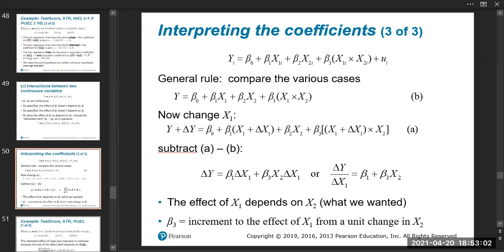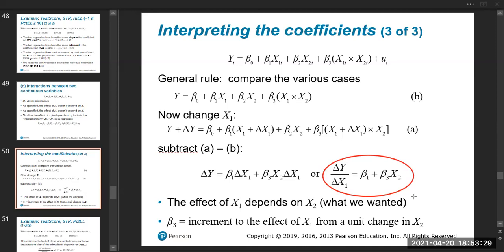Now, if you change x1 by delta x1 units and then subtract a and b, you end up with delta y divided by delta x1 equals beta 1 plus beta 3 times x2. Okay, so that says the effect of x1 on y contains two parts.